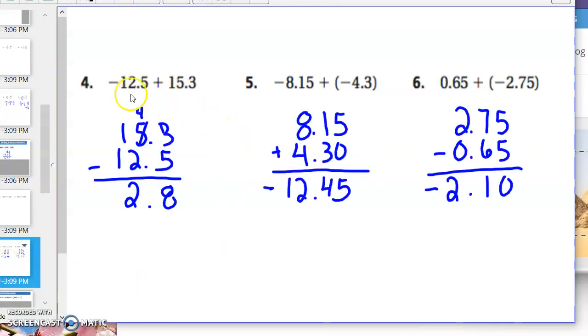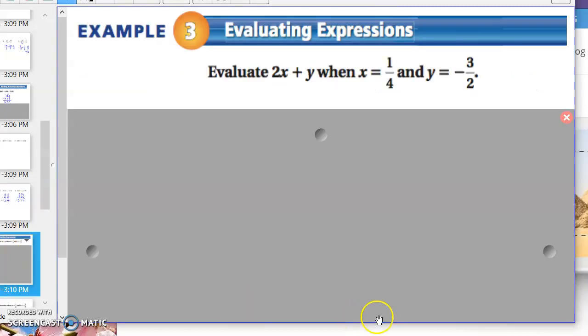To check those ones, those have different signs, so I have to subtract. And then I use the sign with the bigger number, so positive 2.8. These ones have the same signs, so I add, and then I keep the same sign, so negative 12.45. These ones have different signs, so I need to subtract, and I want to do 2.75 minus 0.65. That gives me 2.1, but this one's more negative, so it would be negative 2.1.